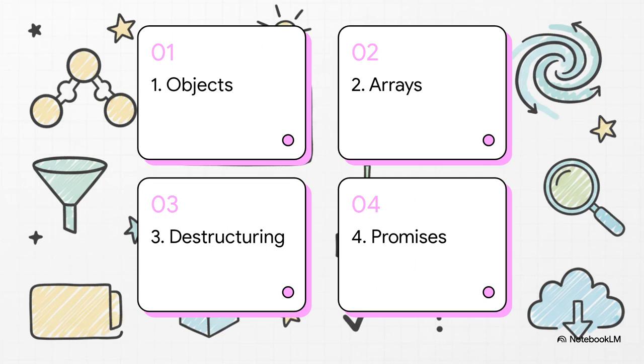So we're going to tackle four main pillars today. First up, we'll get into objects and how they structure our data. Then we'll jump into arrays and, more importantly, how we can transform them. After that, we'll cover a really cool modern technique called destructuring, and finally, we're going to demystify promises, which is how we deal with data that takes a little while to show up.